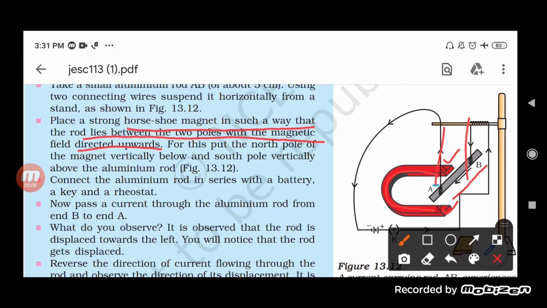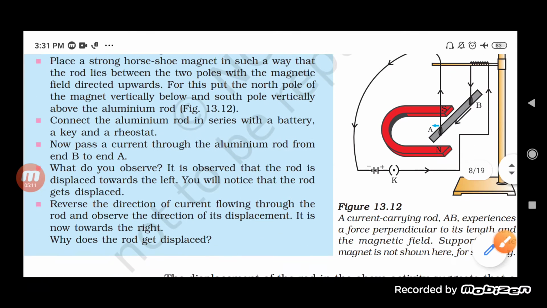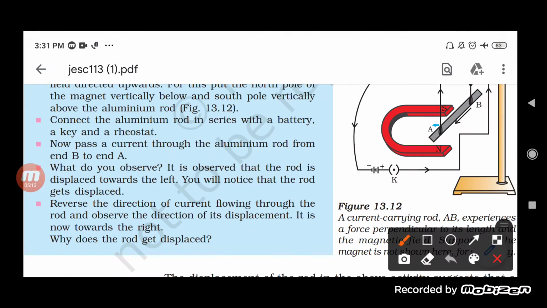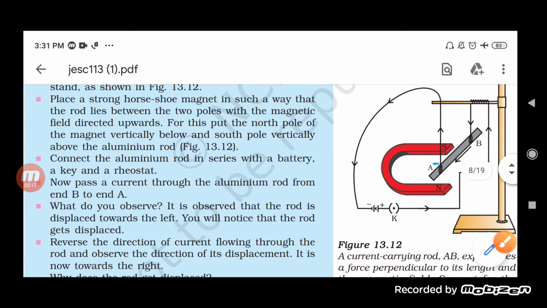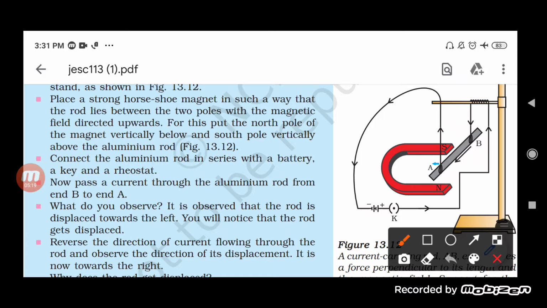Now, this aluminium rod, you can see here, is connected in series with the battery. This is the battery, students. A key is there and a rheostat is there. This rheostat is going to help in giving variable resistance.